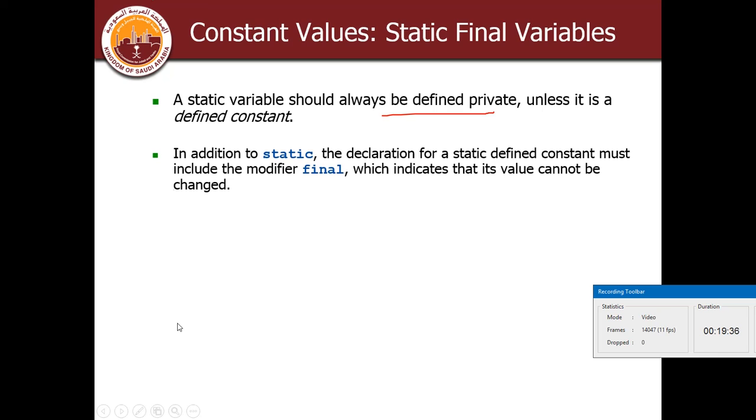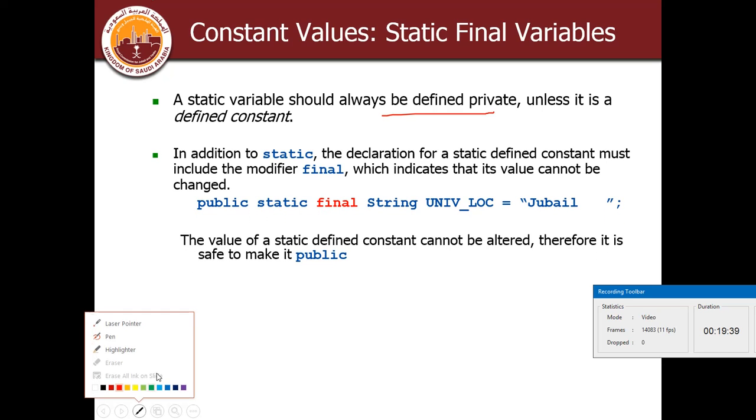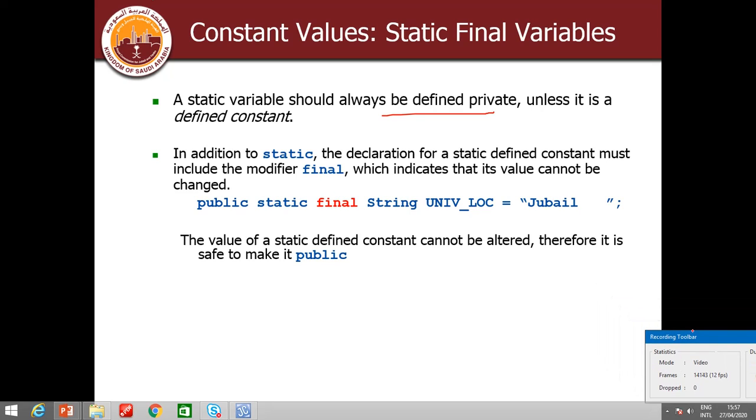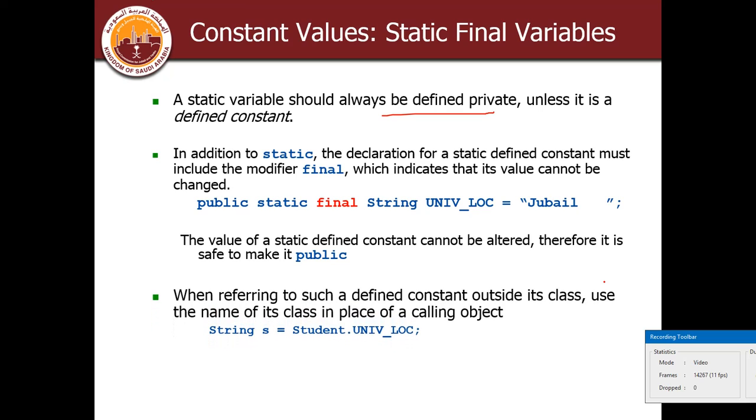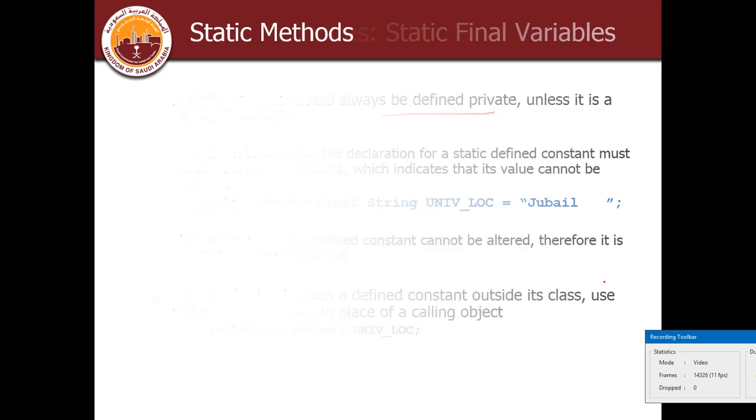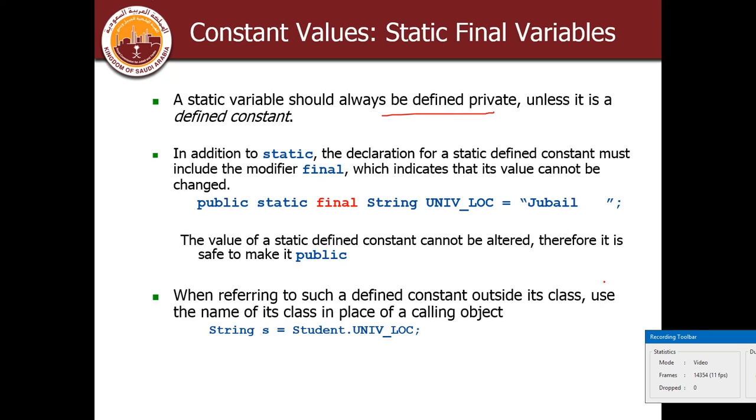Alright, so it is defined as private. It's preferable to define it as private. The value of a static public defined constant cannot be altered, even if you have a public variable also. So final cannot be altered. Alright, going next. When referring to such a defined constant outside the class, we use the name of the class in place of the object. So whenever I am using this variable outside the class, I will refer to it with the help of the class name, not with the object name.